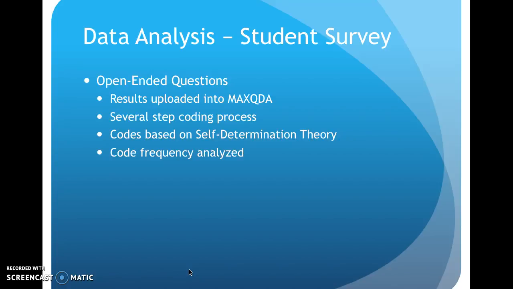The open-ended questions will all be uploaded into MaxQDA and then evaluated in a similar fashion. There will be a several-step coding process. The first time through, I will evaluate the data and analyze, is it relatedness or autonomy? And then I'll go through on a second and further coding process and identify more specific elements related to relatedness and autonomy. The teacher survey will follow a similar fashion.